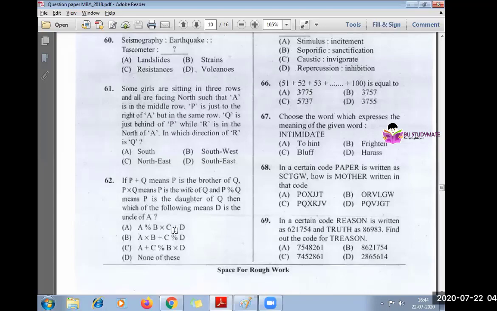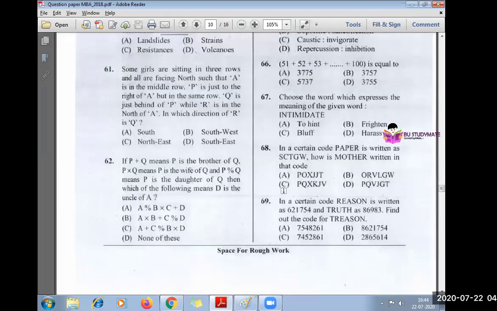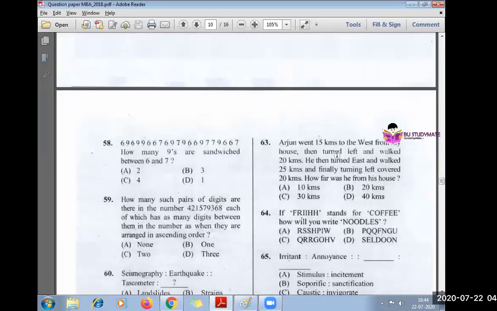So let's move on. The correct answer could be option A. But in some answer keys, they have given none of these. Anyway, let's go to question number 63. Arjun went 15 kilometers to the west from my house and then turned left and walked 20 kilometers. He then turned east and walked. Okay, let's write down this.